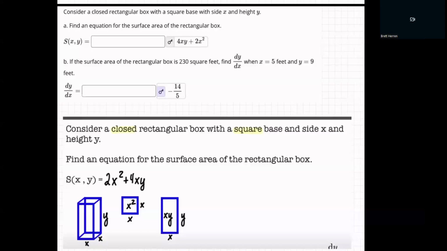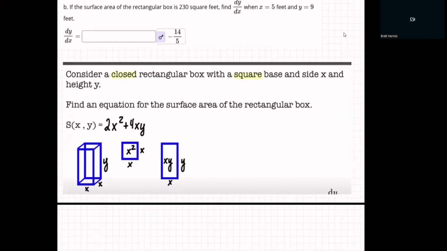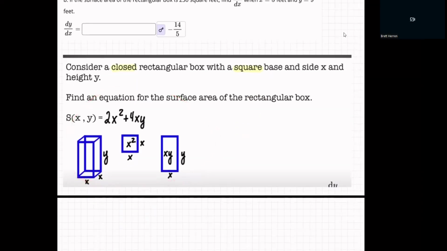Let's do an example where we talk about the surface area of a rectangular box. First thing I want you to do is find the equation. We did that in pre-calc, but it's good to have a little reminder. Right down here, I actually have a picture of a closed box.